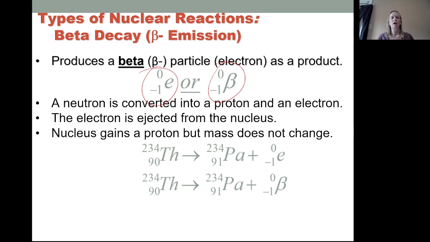So look at how we can identify beta decay. These beta particles are produced at the end of the nuclear reaction. Whatever isotope we start with, we end up with an element with the same mass, but it does become a different element because the atomic number has increased by 1.